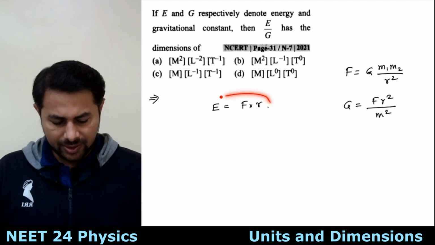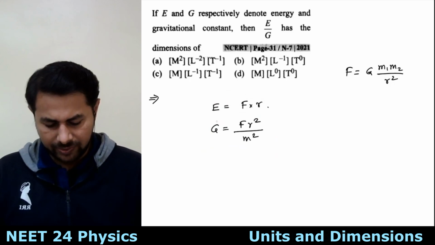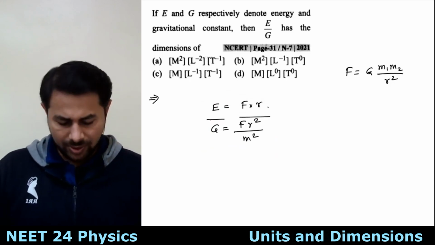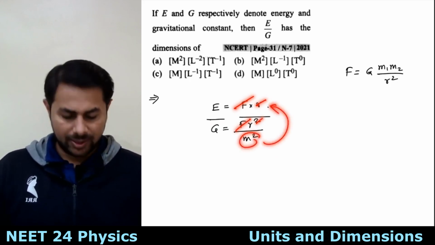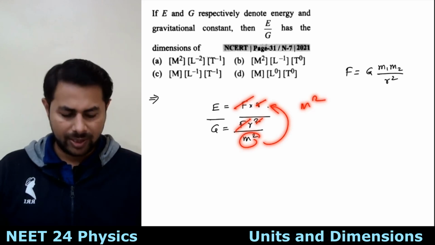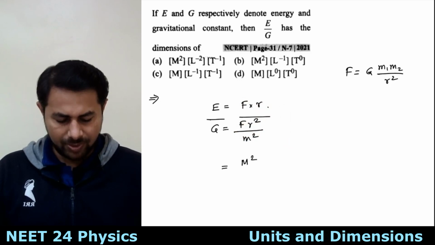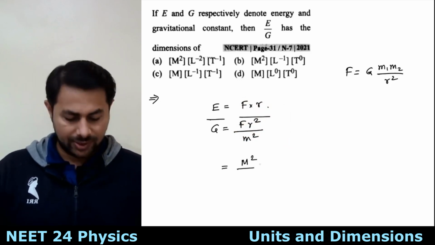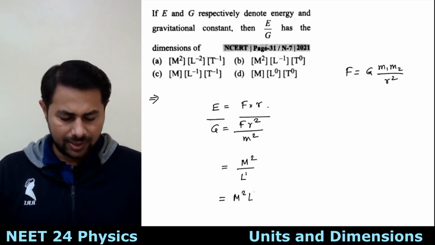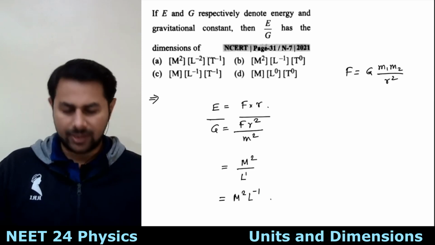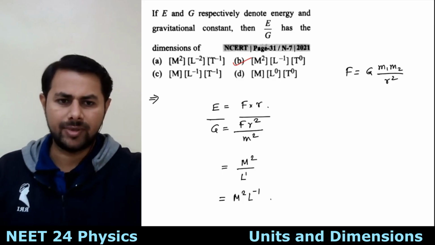So you just divide this thing by this thing. So what do we get? We want E by G, no? So F, R and the square gets cancelled. This M square goes to the numerator. That means it is M to the power 2 in the numerator, and in denominator you have R. That's it. In denominator you have distance. Distance means length to the power 1. If you take it to the numerator, it becomes M2 L raised to minus 1. So that's the answer. It is option B, right? Very, very simple.